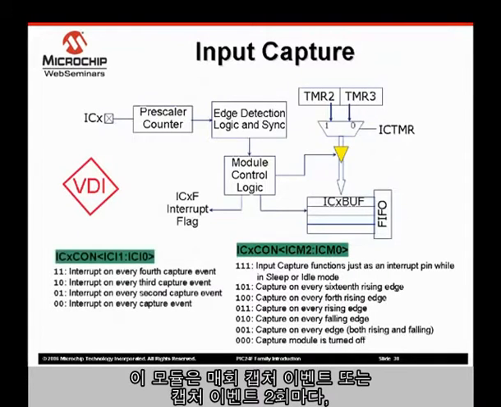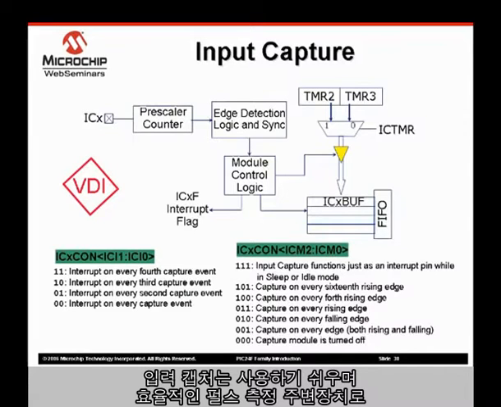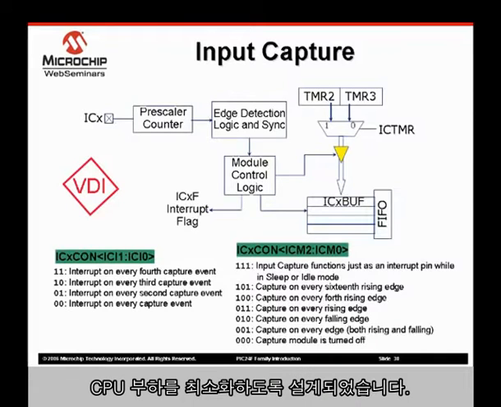The module can be set to interrupt the processor every capture event, or every second event, third event, or fourth event. The input capture is an easy-to-use and efficient pulse measurement peripheral designed to minimize the load on the MPU.